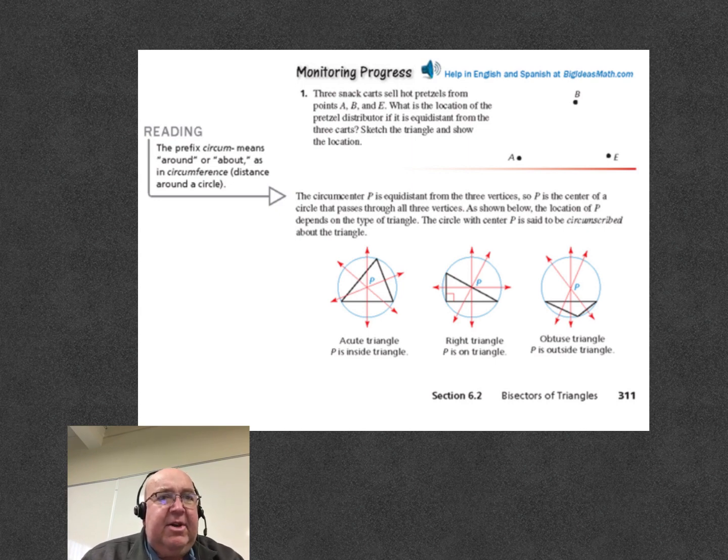So if you have an acute triangle, that circumcenter is going to be inside the triangle and it's going to hit all of the vertices. If you have a right triangle, that circumcenter is going to be on the hypotenuse, in the midpoint of the hypotenuse, and it's going to hit all of the vertices. And if you have an obtuse triangle, that circumcenter is going to go outside of that triangle.